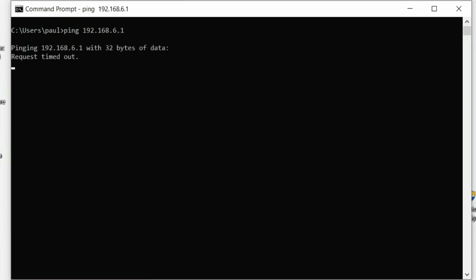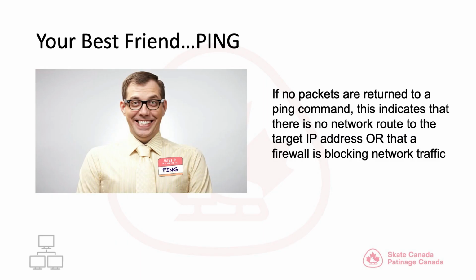So here we see that 4 data packets were sent to the IP address 192.168.61, and no latency values were returned. So this tells us that we do not have a functioning network connection to the target network device, either because there's no network route or because an active firewall is blocking the network traffic.